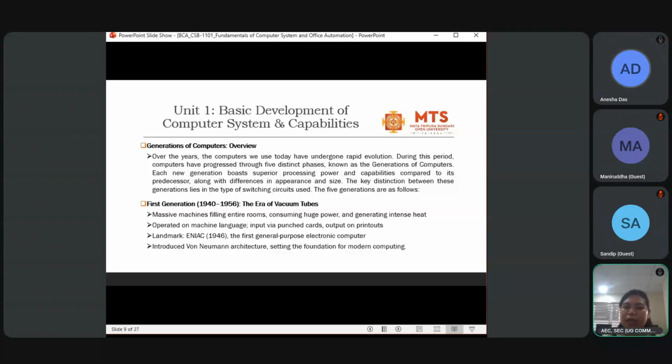Operated on machine language, input via punch card, output in printout. It consumed very much of the resources as well. Landmark is ENIAC, 1946. That is one of the first generation era of computer.